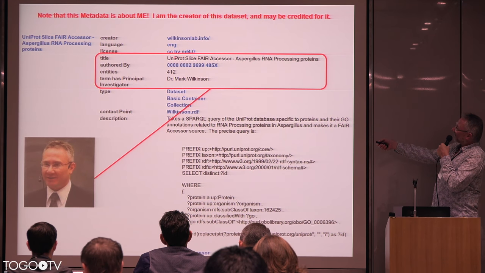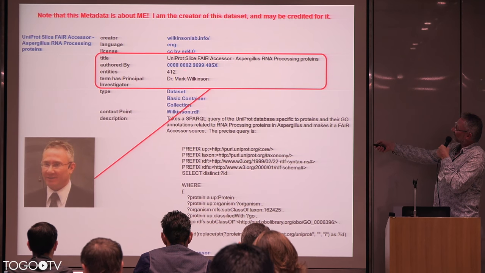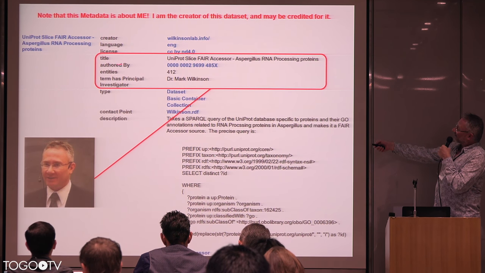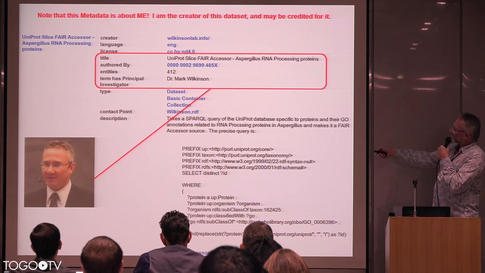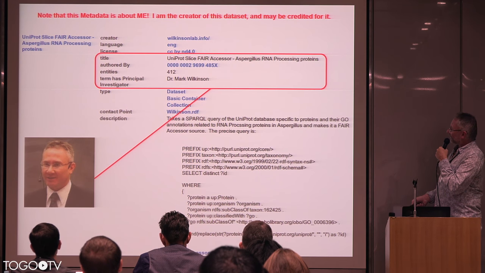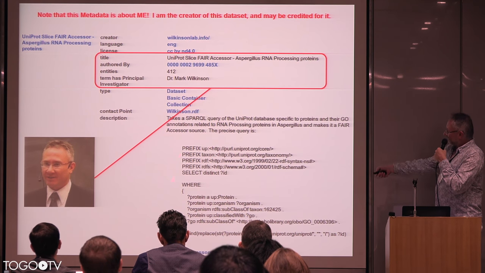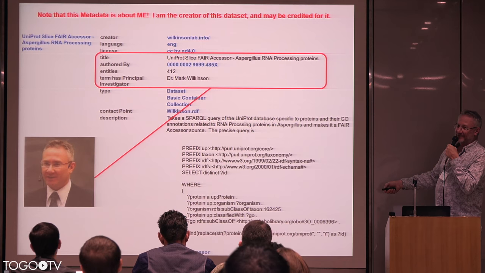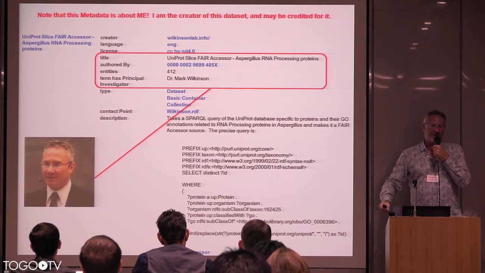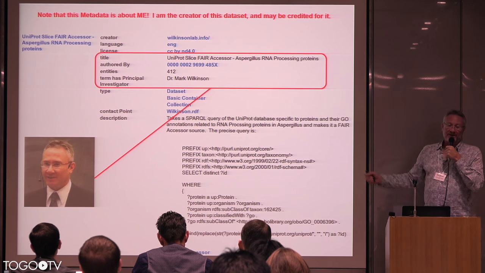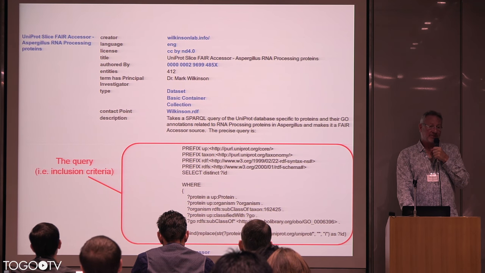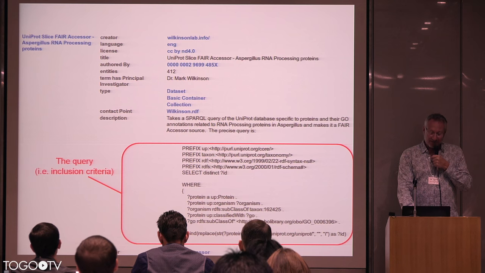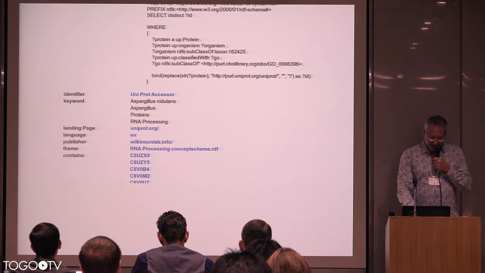In this metadata, we have, for example, the title of the dataset, my ORCID, authored by me, principal investigator me, and various other things from the DCAT, for example, the type of basic containers and datasets. And here is the query. Thank you, Yurin, for debugging my query. So this is the query that results in that dataset. So this is, for example, the inclusion criteria for what went into my experiment.